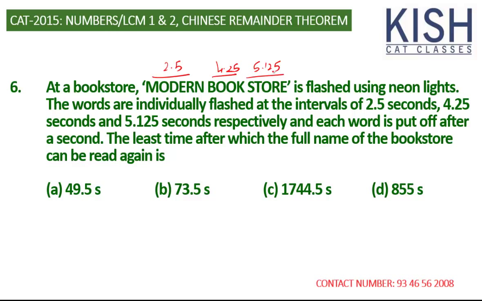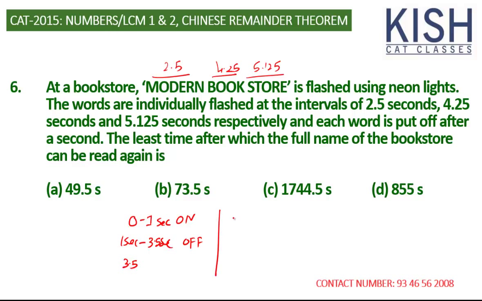Let's say it started now at 0 seconds. From 0 to 1 second it's on. Then we need to give a gap of 2.5 seconds. From 1 second to 3.5 seconds, it is off. Again it's going to be on at 3.5. So look at the gap: the first one occurs every 3.5 seconds.